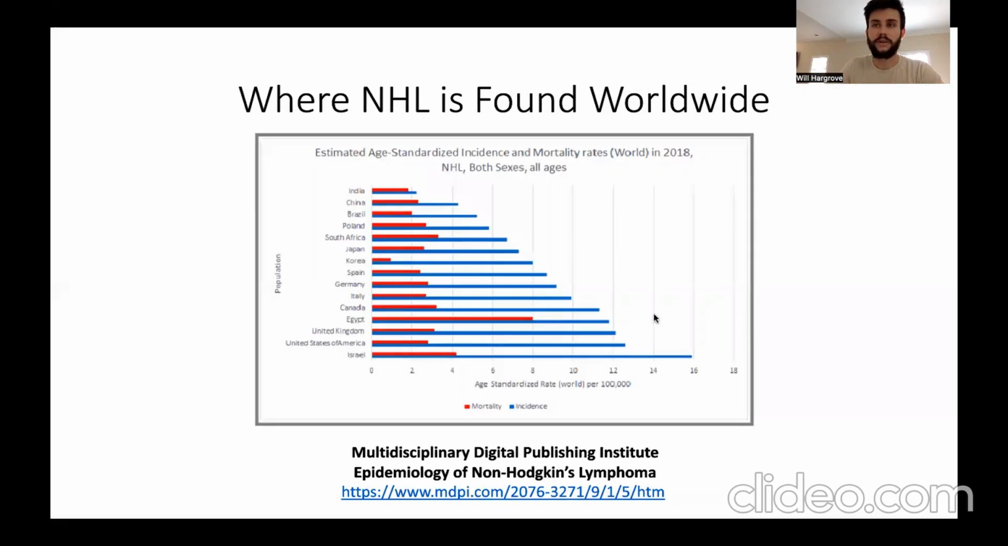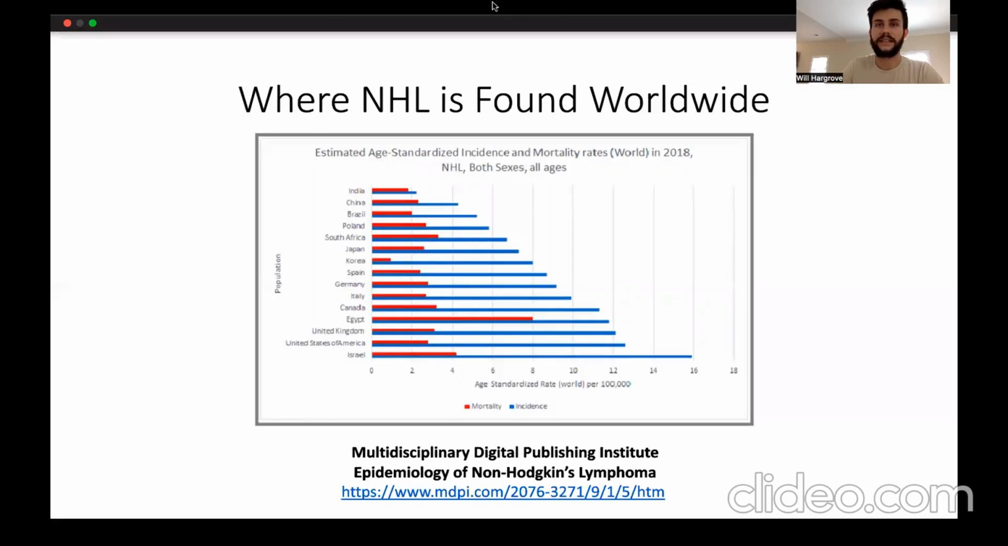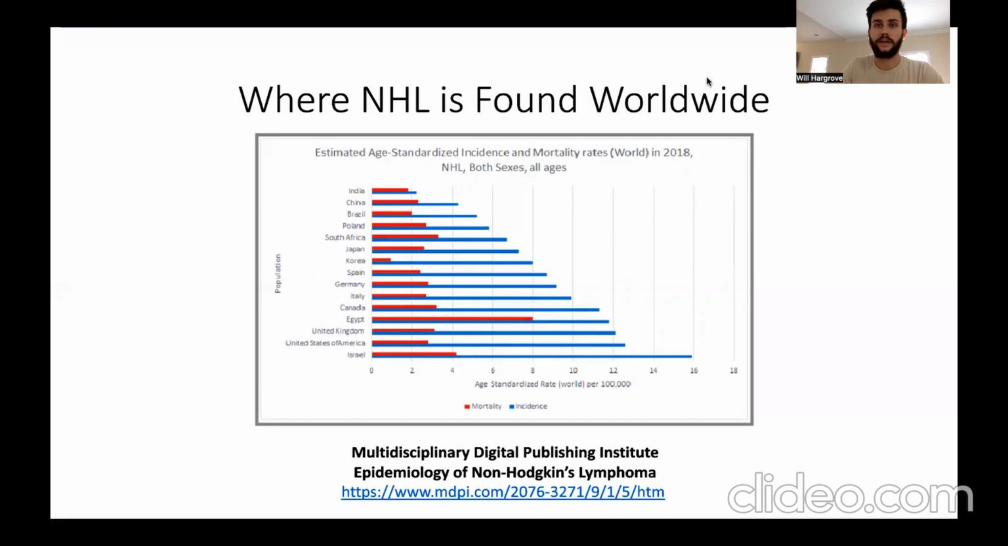If you look at 13 per 100,000, if you go to Zimmer Center right here in New Hanover right now, there's going to be about 13, maybe more due to our older population, that has NHL. So yes, this is a public health concern.